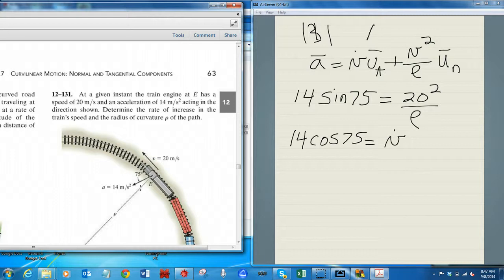Speeding up. His velocity is going this way. This is acceleration. It's going the same way, so it's going faster, faster, faster.